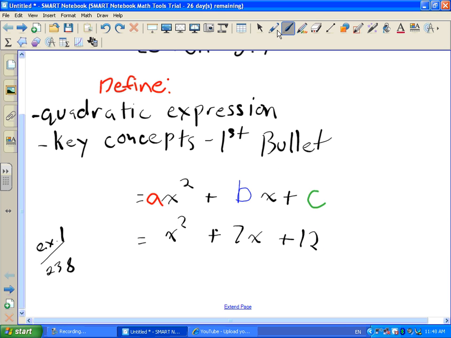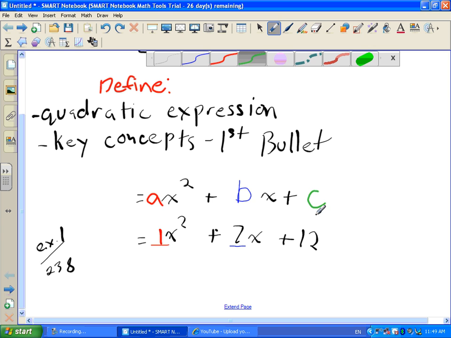Okay. So first of all, we need to relate these back to the letters above. Wrong color. What is my a in this instance? Anyone know? 1, that's right. If there's no number there, we assume a is 1, okay? So a is 1 in this instance. What is our b? 7, that's right. And what is our c? 12, very good. Okay, all these numbers are very important when we go to end up factoring these. We have to be able to recognize there's a 1 here, our b is a 7, and our c is a 12.